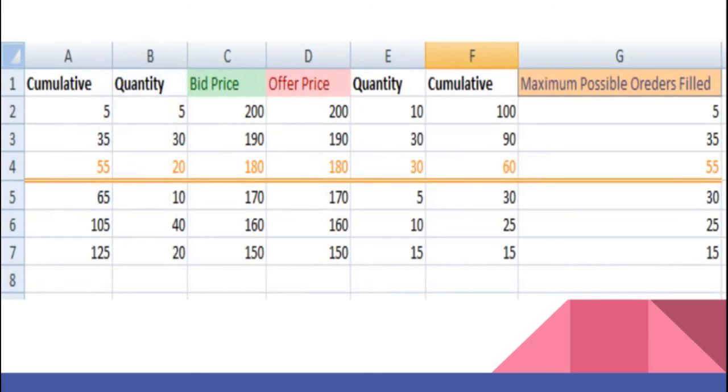This cumulative sum is calculated, and where the maximum overlap, or where the maximum orders between buyers and sellers can be filled, is evaluated. In this case we have evaluated the price at which the maximum orders would get filled, and it is considered the opening price. So in this case 180 would be our opening price, as 55 orders are getting filled. In this way the opening price for a particular stock is decided.